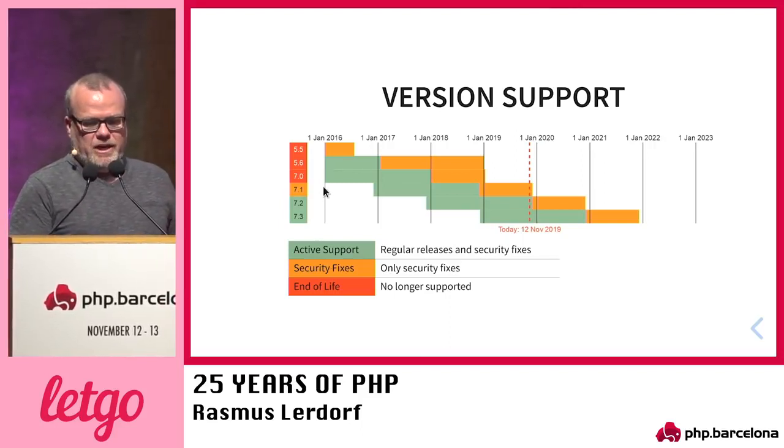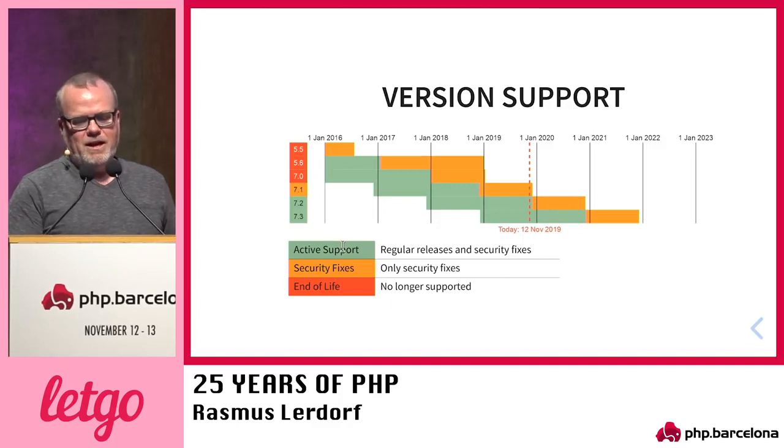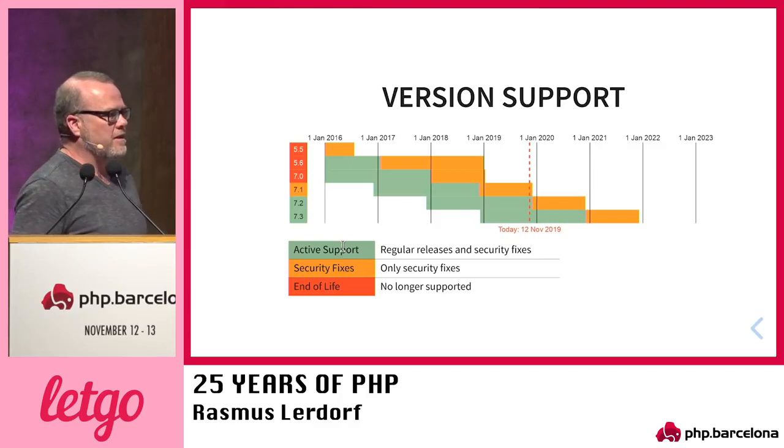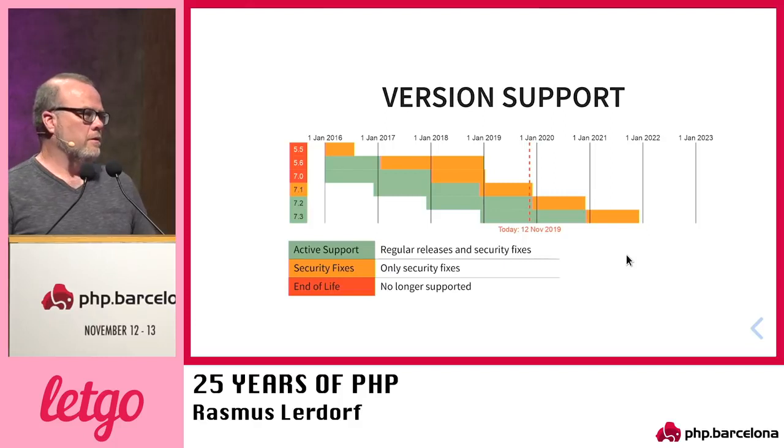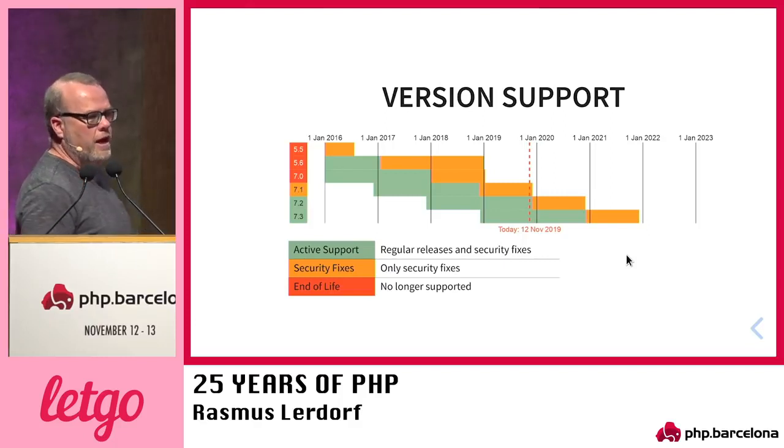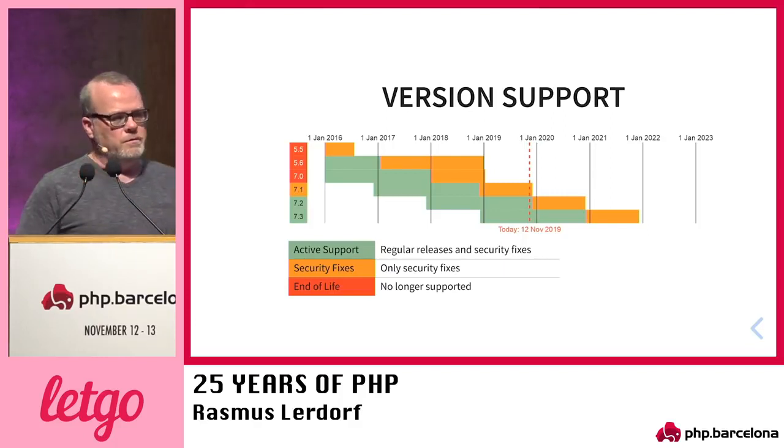I still see lots of PHP 5 sites out there. It is completely out of support. We're not even doing security fixes on anything PHP 5 anymore. Same with PHP 7. 7.0 is way too old. If you're upgrading right now, go to 7.3. If you can wait a month, month and a half, go to 7.4.